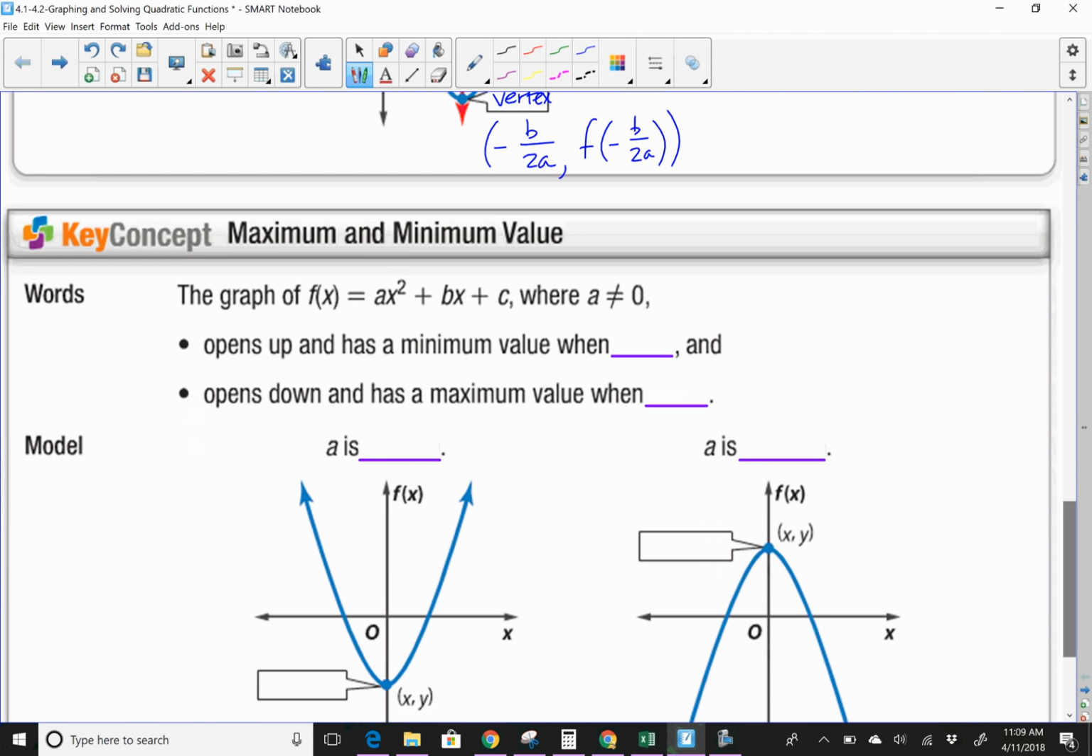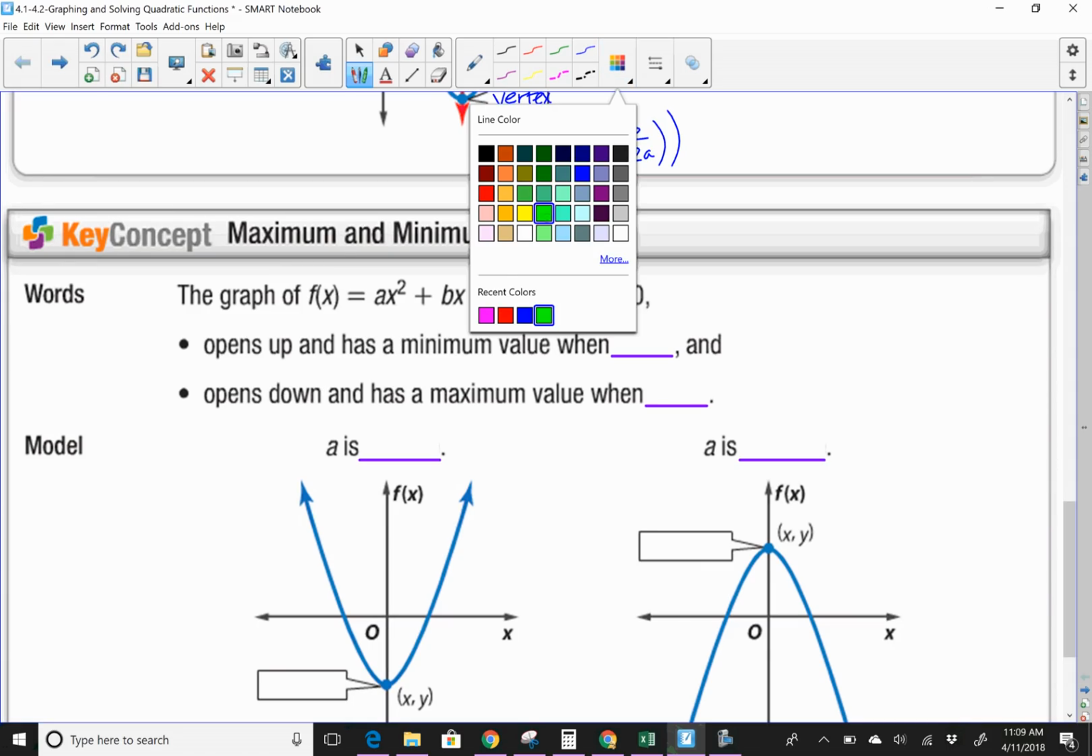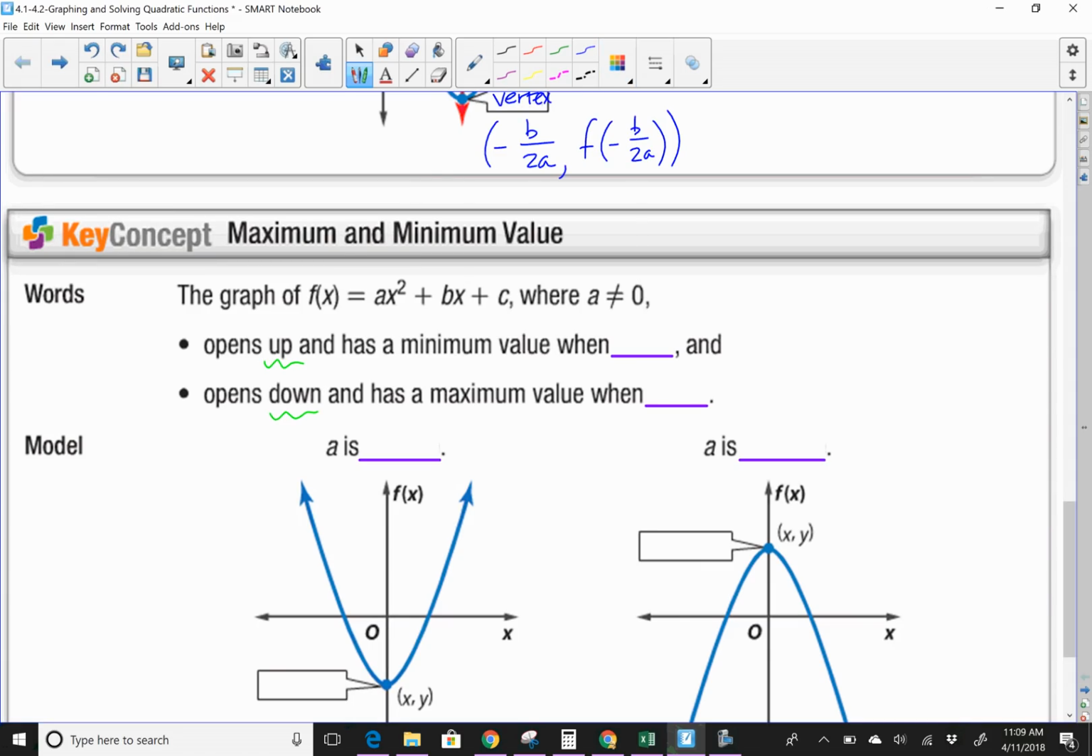Every parabola is U-shaped, which means it's either going to be going up or down. If it opens up, it has a minimum value, and that is when a is greater than 0, or positive.